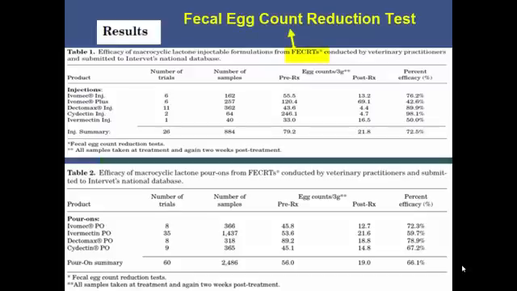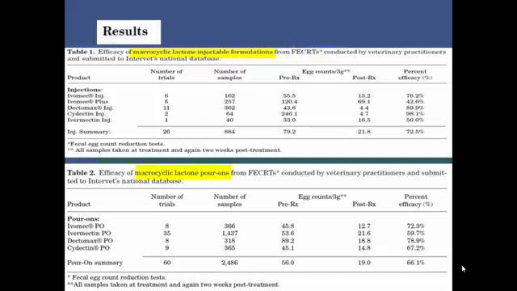Now on the upper table we have the results for the injectable macrocyclic lactones, and on the lower one the same for the pour-on formulations. When we compare the number of eggs before and after the treatment, if there was no resistance whatsoever, that treatment should have killed all the parasites, and obviously there would be 0 eggs the second time around that they did the collection, and the efficacy would be 100%.